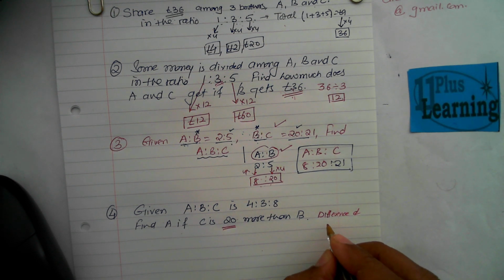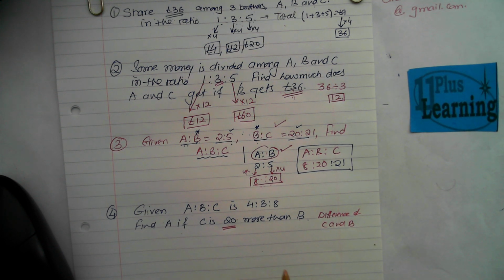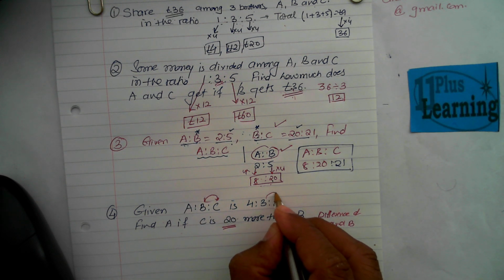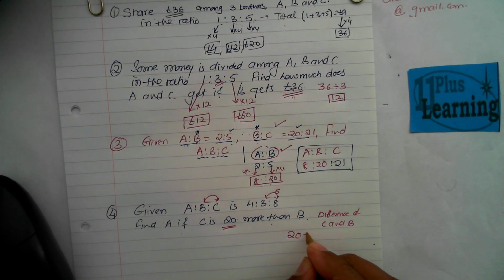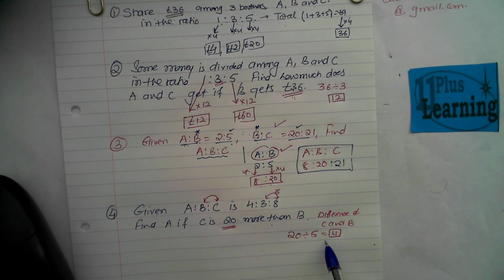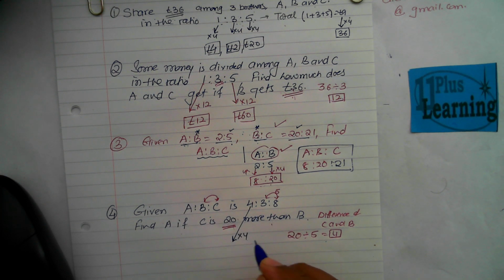of C and B. So how much is the actual difference of C and B in the given ratio, which is 5. And you've been given 20. So you've got to divide this 20 by that 5. Always divide the given amount by whatever it represents in the ratio. The answer is 4. So the multiplier in this question is 4, and we have to find the value of A. So A would be 4 times 4, this multiplier, 16.